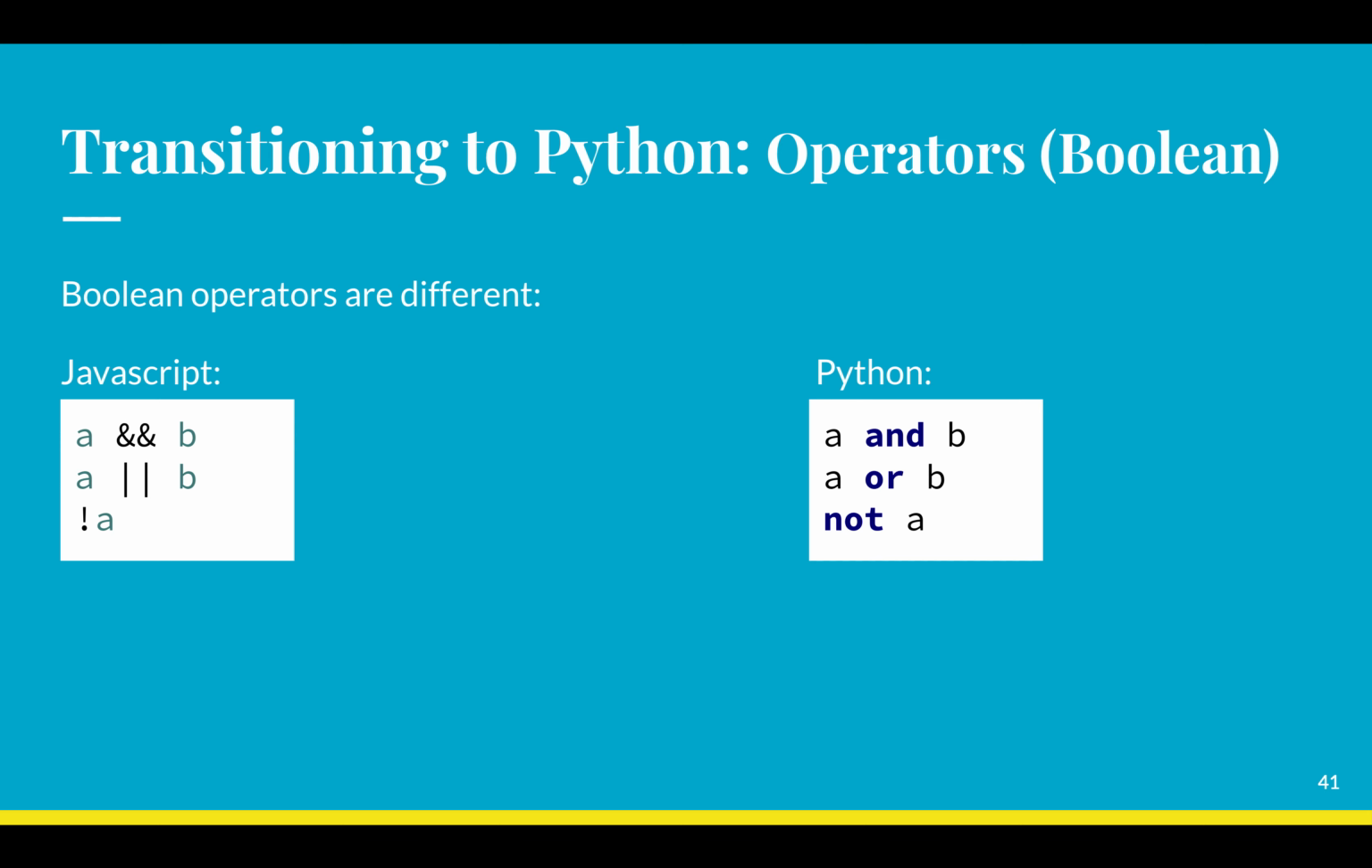Boolean operators are different. So in JavaScript, this is A ampersand ampersand B, which is read as A and B. And here we have A, literally the word and, which is a keyword in Python, and then B. And the same applies for or and for not. You actually write out the English word or the English word not. You don't put a double bar or an exclamation mark.